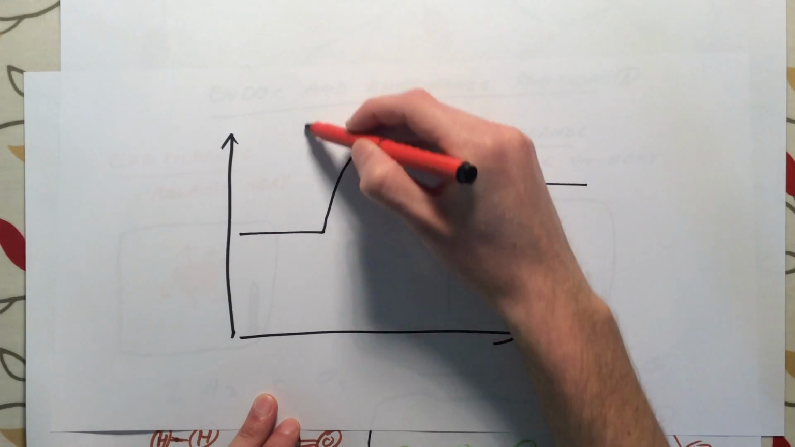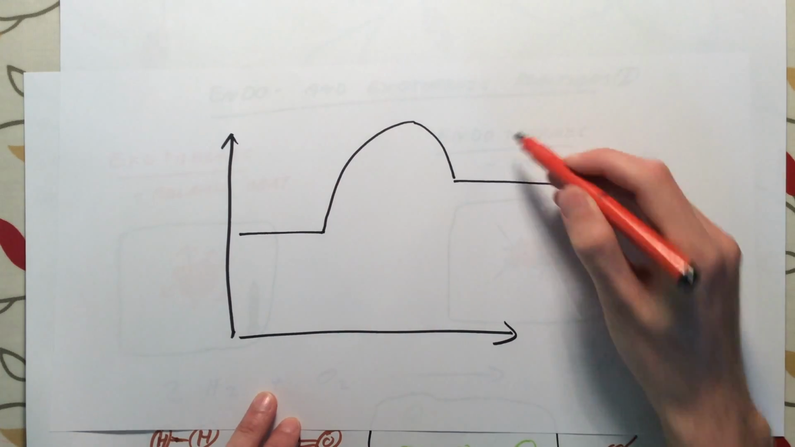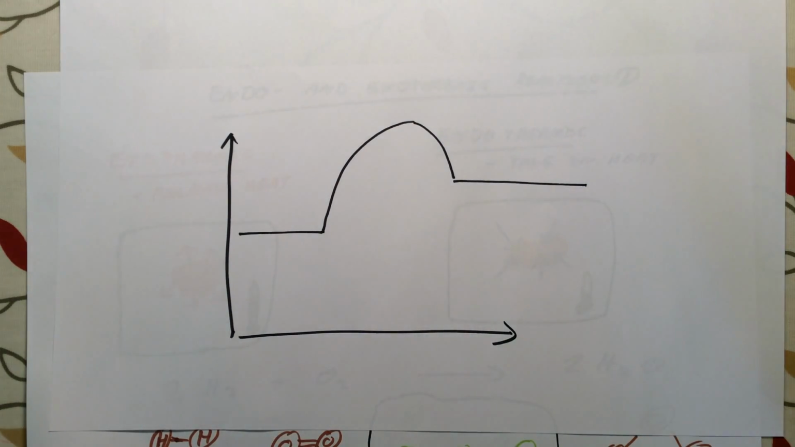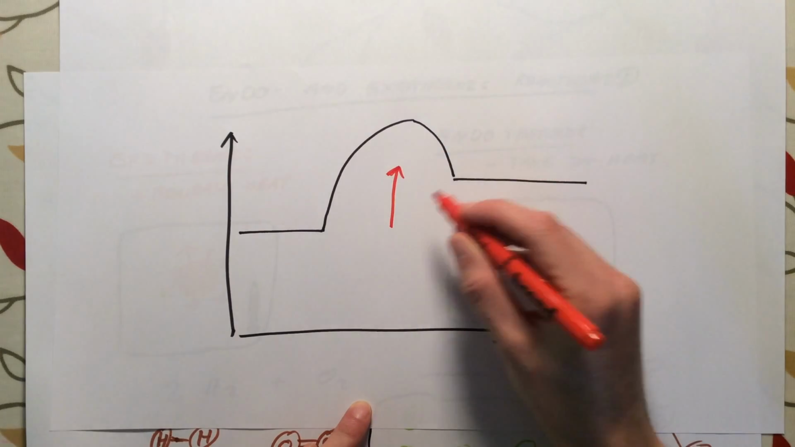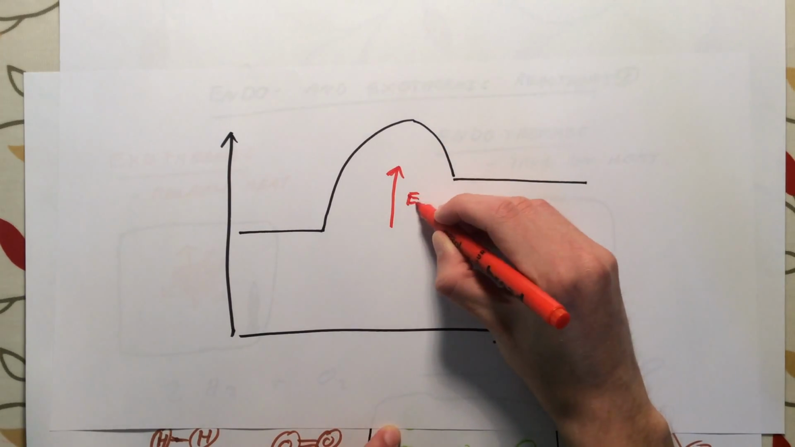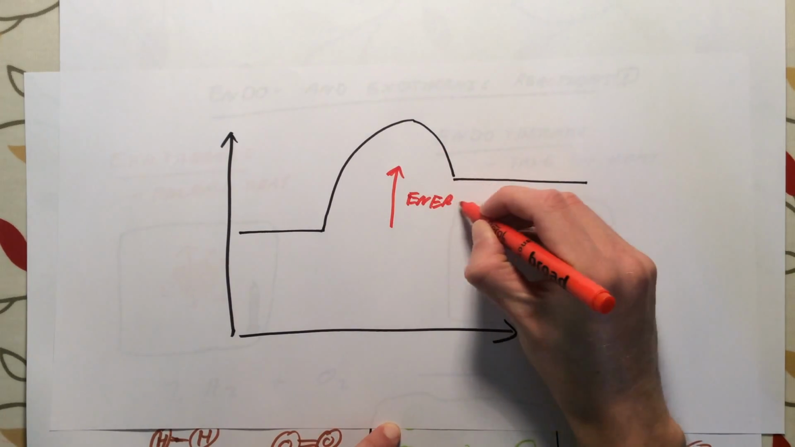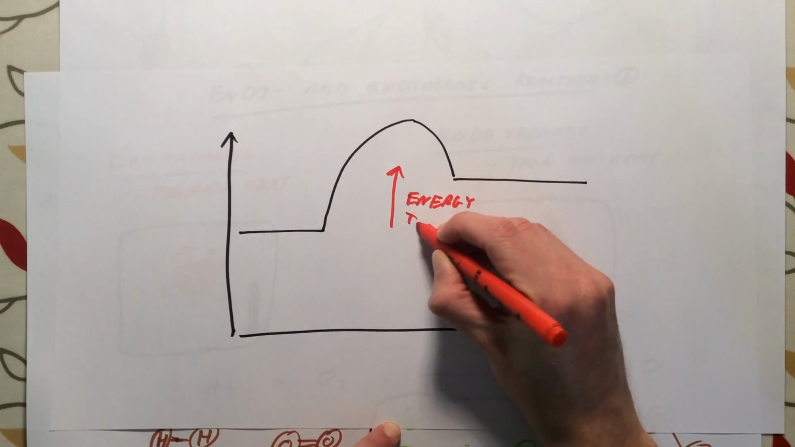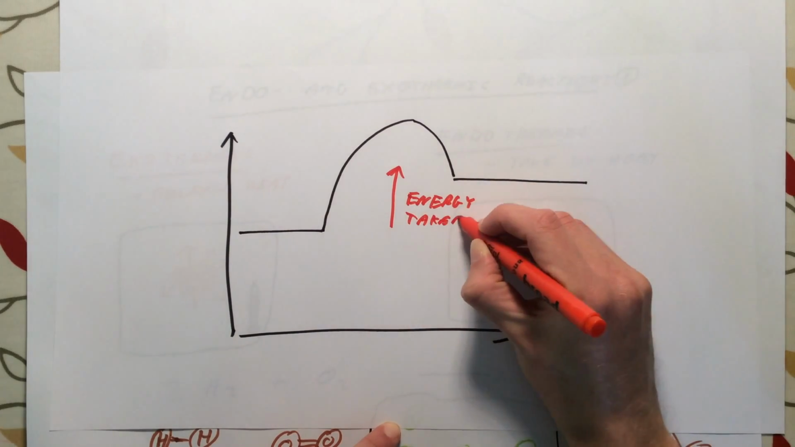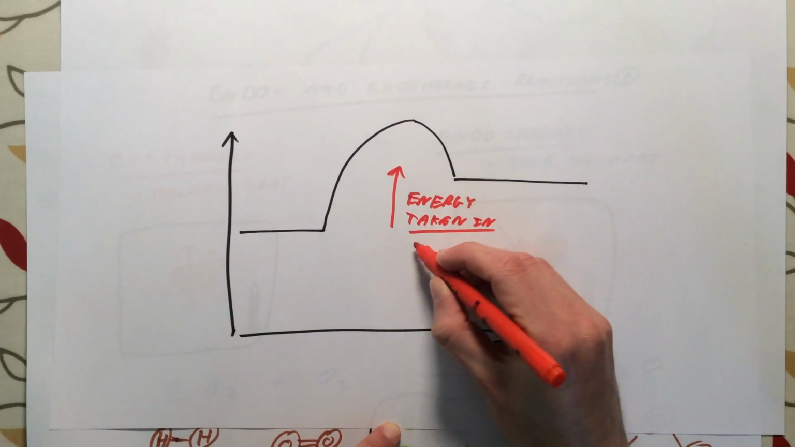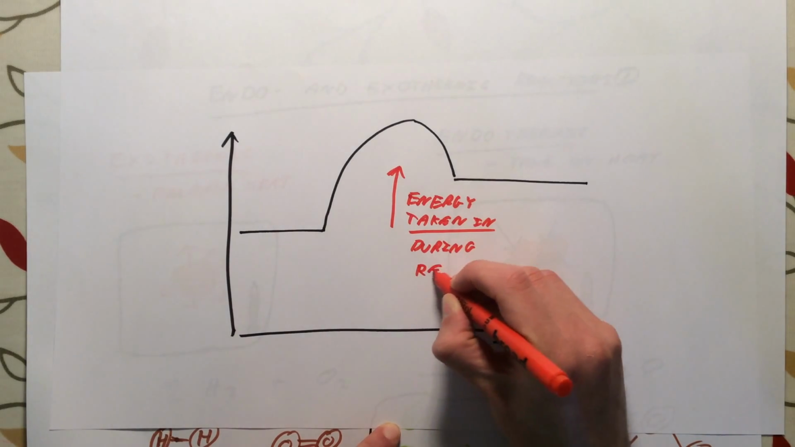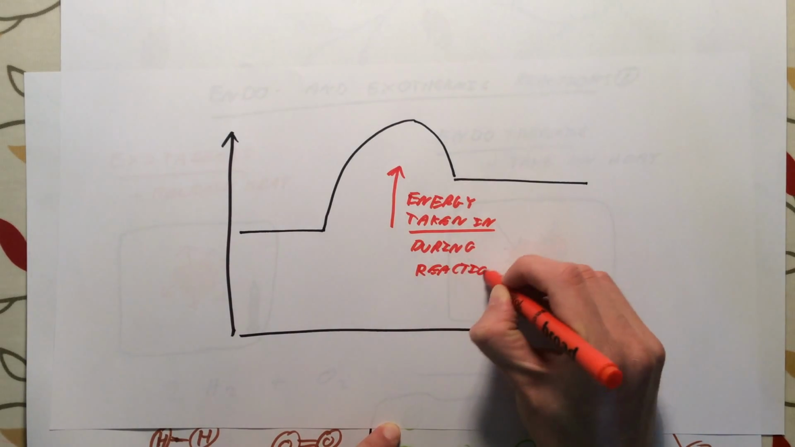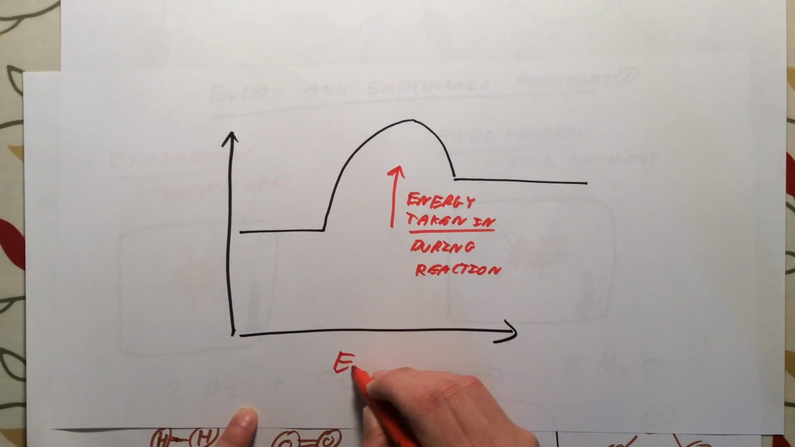Okay, so this here is still bond breaking. This is still bond making. However, this time, our gap is the energy required. Oh, sorry, the energy taken in during the reaction. And that is an endothermic reaction.